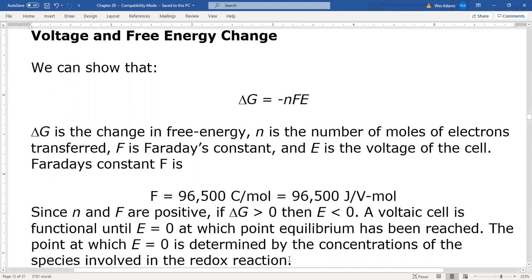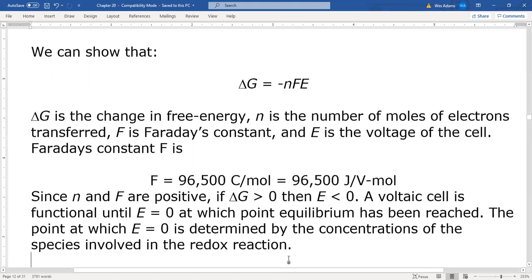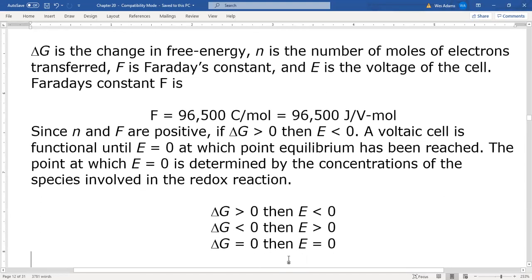And it can also be affected by the concentration of the substances in the solution, which we might save for the next video. So if delta G is positive, E is negative; if delta G is negative, E is positive. If delta G is equal to 0, then E is equal to 0.